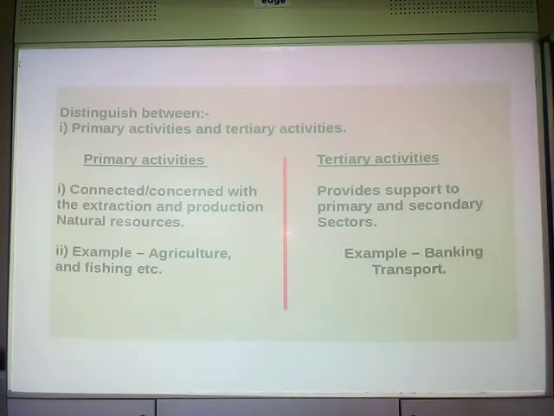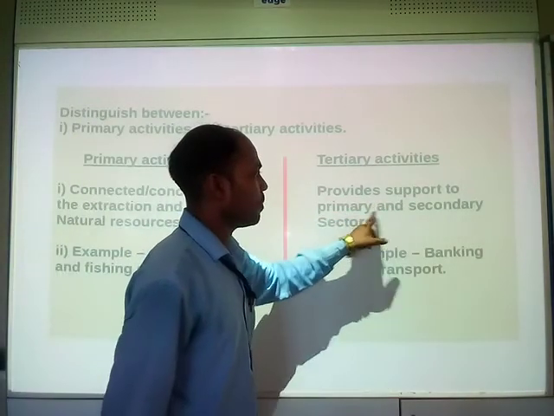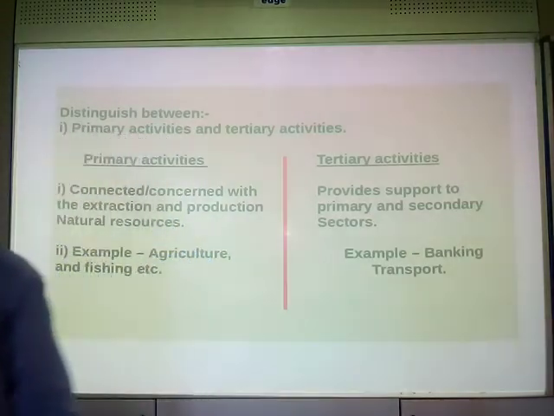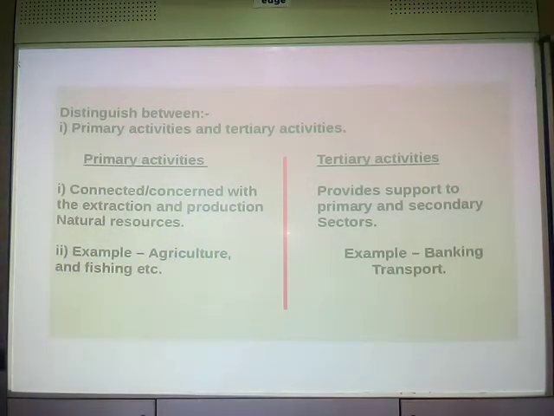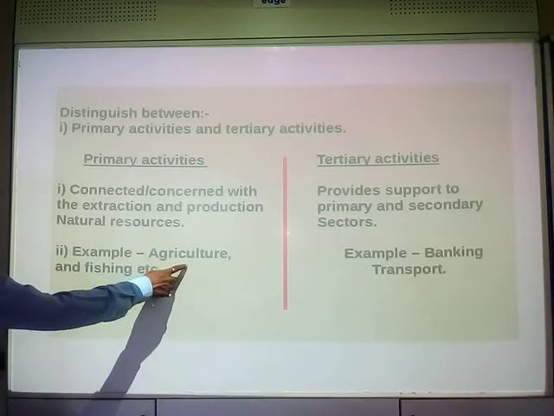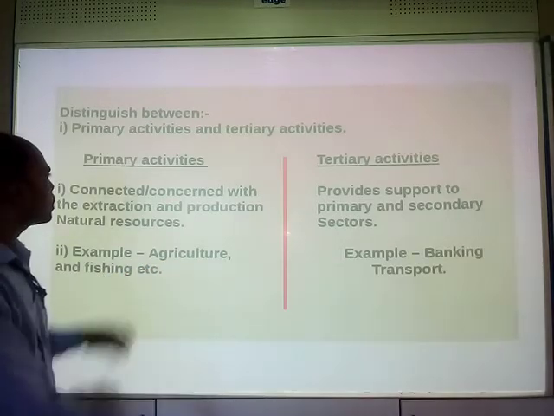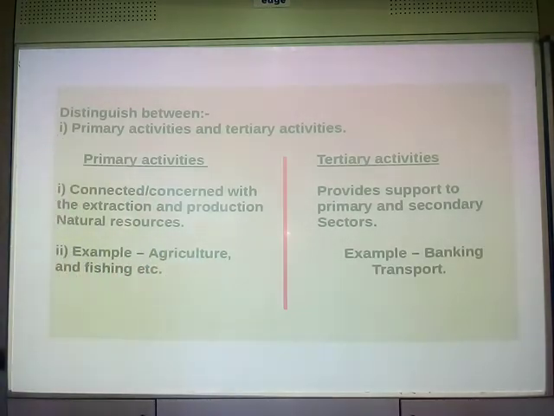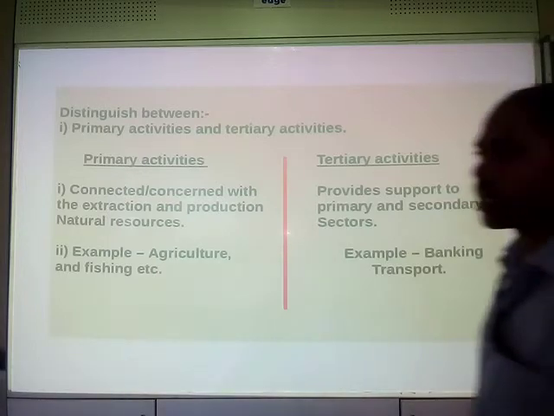Okay, so the primary activity is concerned or connected with the extraction and production of natural resource, whereas tertiary activity is related to supporting of primary and secondary activity or sector, right? Example of it: primary activity is agriculture, fishing, mining, etc. Tertiary activity is banking, transport, trade, etc.